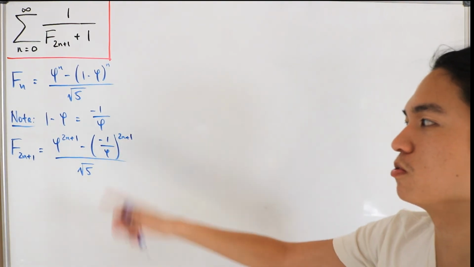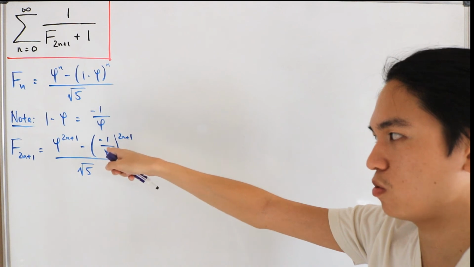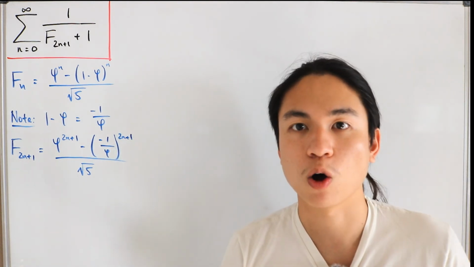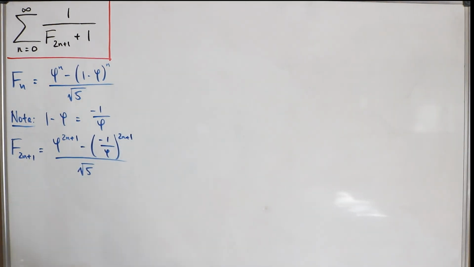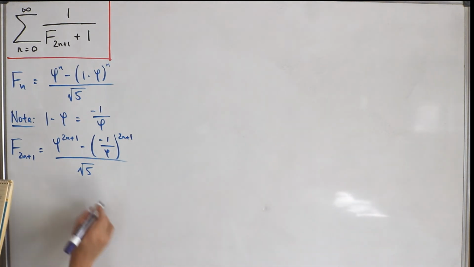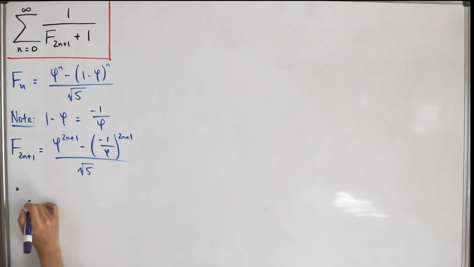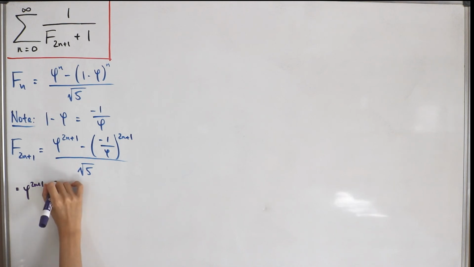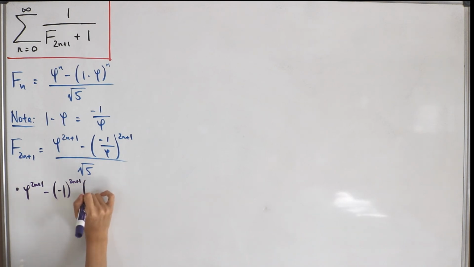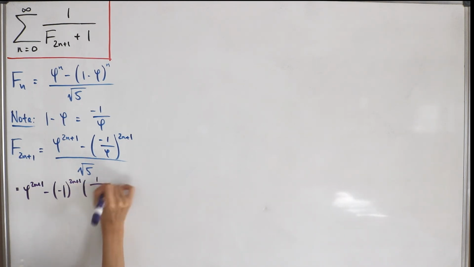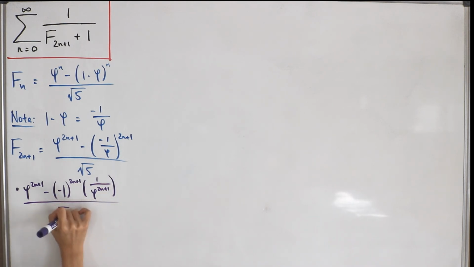Okay, so next we have to distribute the 2n plus 1 exponent into our input here. We have a -1, so that's something alternating, but what's nice is that it actually just cancels out when we simplify things a little further. Taking things a little slower, I'll have phi to the 2n plus 1, then subtract, and pulling out the negative, -1 to the power 2n plus 1, multiplied with 1 divided by phi to the 2n plus 1. And of course, this is all still divided by the square root of 5.